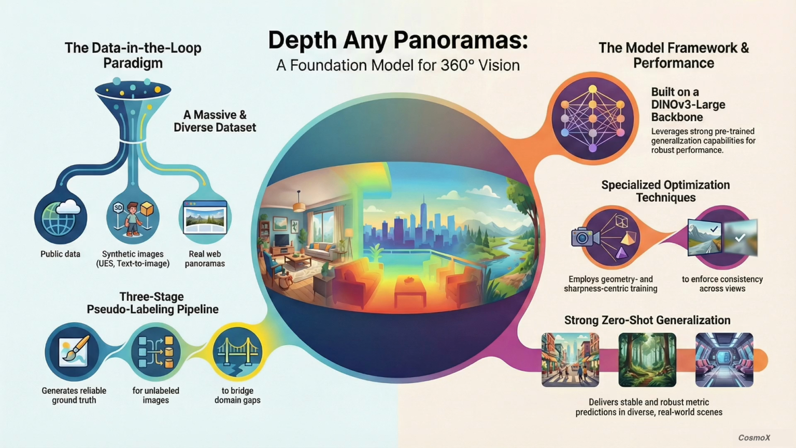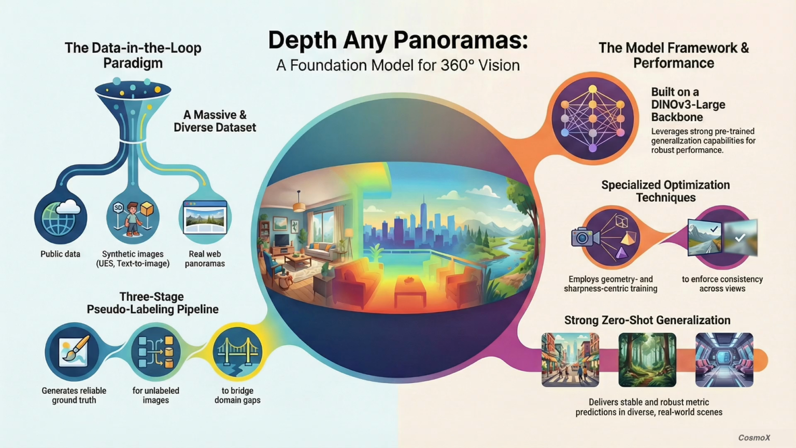Smart. And then sharpness. Are they just focusing the model's attention on the hard parts, like edges? Precisely. That's the sharpness-centric optimization. Depth maps usually fail right at object boundaries. This forces the model to get those edges right, where depth changes abruptly. Okay, and the third piece? Geometry-centric optimization. This is what ties it all together. It enforces consistency across the entire 360-degree view, making sure the final depth map actually makes geometric sense as a unified 3D space.